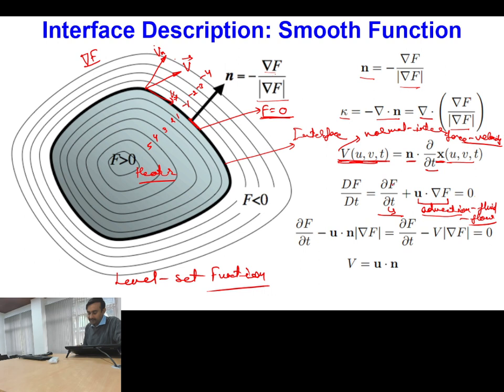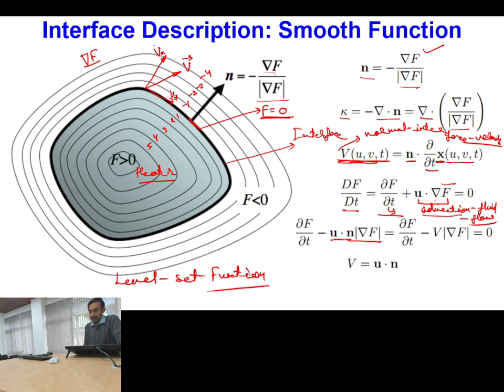So that's why I can write del f by del t plus u dot gradient of f equal to 0. Is this point clear? This is nothing but the advection term, and this is the temporal term. In general this can be written as a total derivative. Now from the definition that the normal vector is equal to gradient of f by gradient f magnitude, I can write gradient of f as nothing but minus n into gradient f magnitude. So that is what I have done. This gradient f I have replaced with n into gradient f.